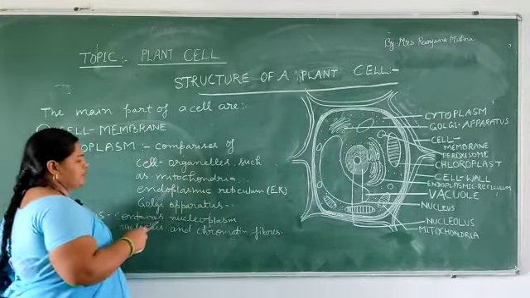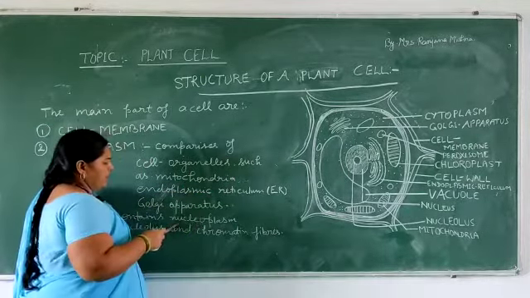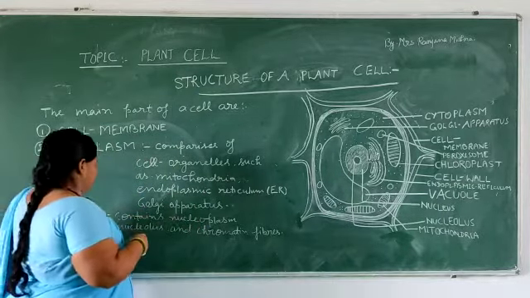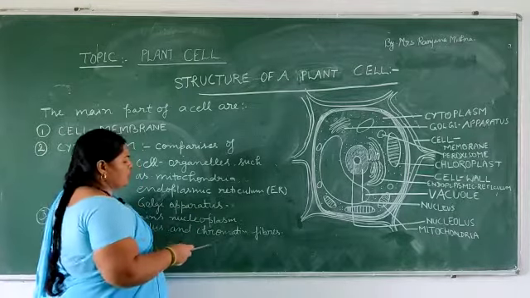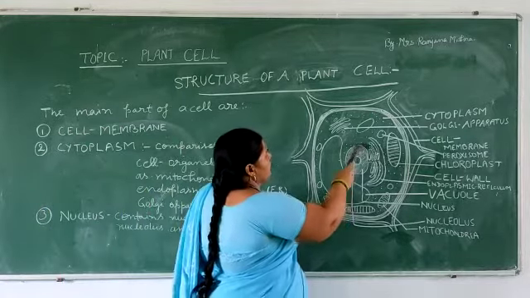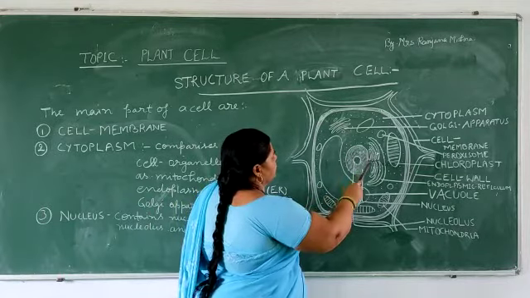The third part is nucleus. Nucleus contain different types of part. First, nuclear membrane, second, nucleoplasm, third, nucleolus, and fourth, chromatin fibers. Here we see the structure. This part is the nuclear membrane.